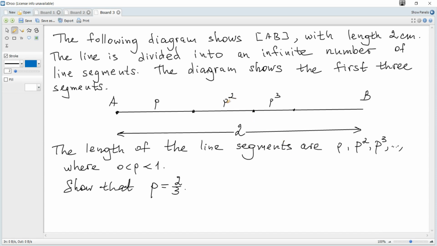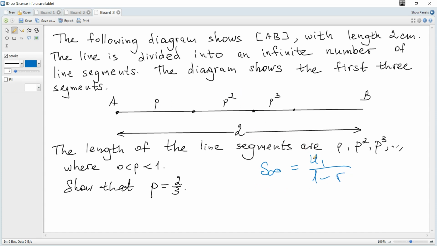So we can see that each next length is the previous multiplied by p. You can see that p squared is p times p, p cubed is p squared times p. So it's a geometric sequence. And since there are infinitely many line segments, the total length is just the sum of an infinite geometric sequence, and the formula is given in the data booklet. It says that it's u1 divided by 1 minus ratio.